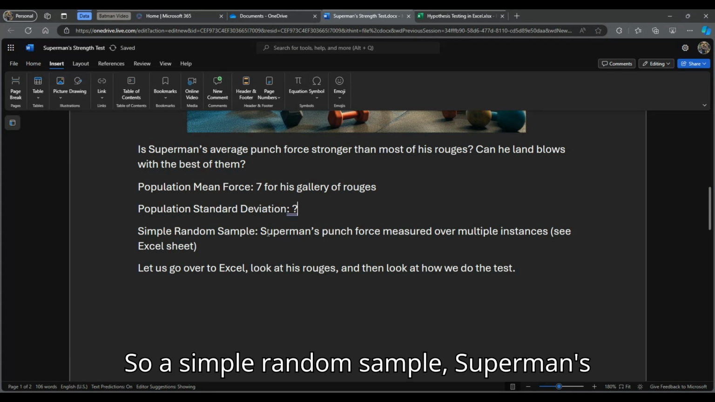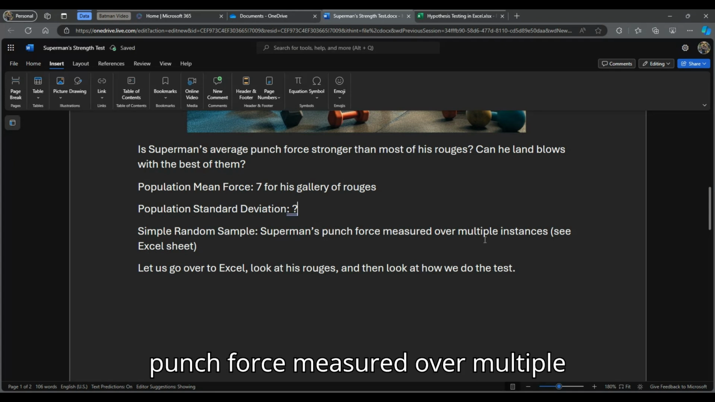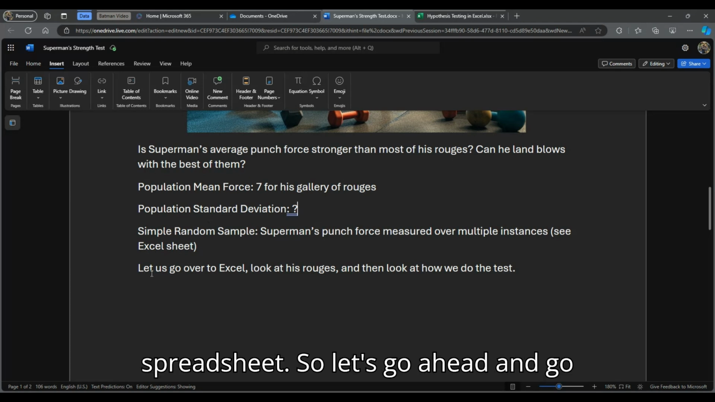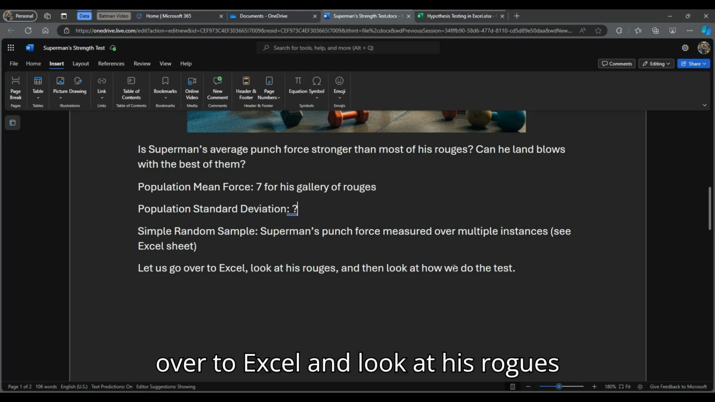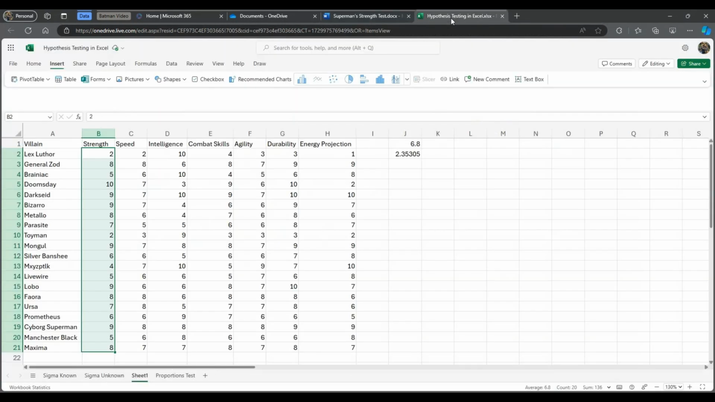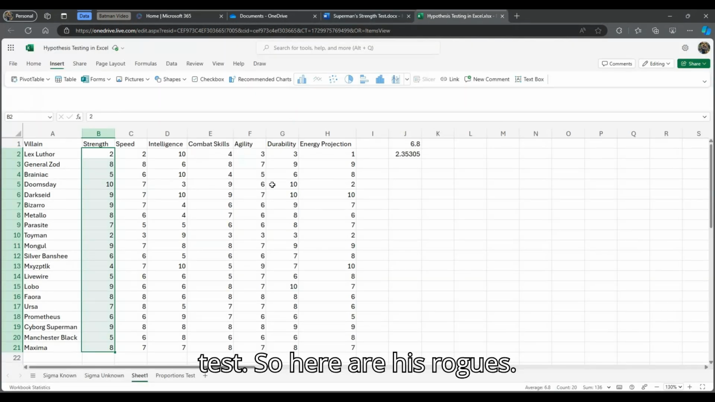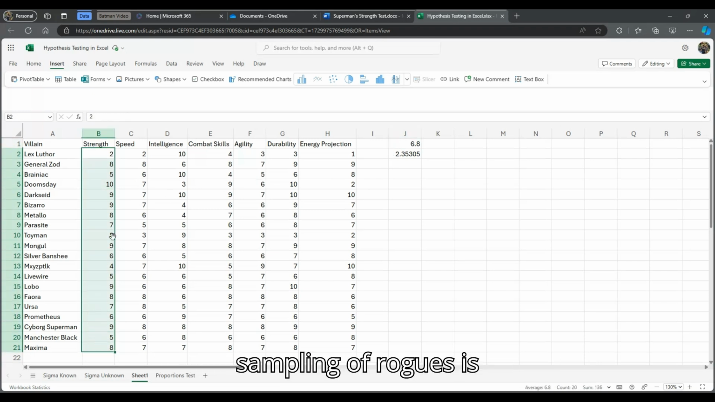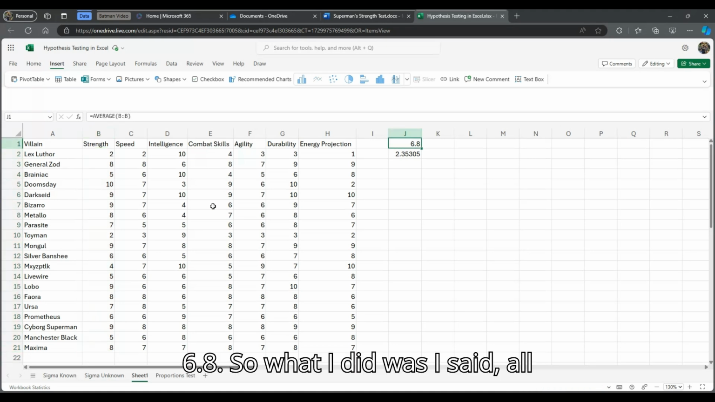So a simple random sample, Superman's punch force measured over multiple instances. That's in the Excel spreadsheet. So let's go ahead and go over to Excel and look at his rogues and then see how we would do a test, right? So here are his rogues. The average for the strength of this sampling of rogues is 6.8.